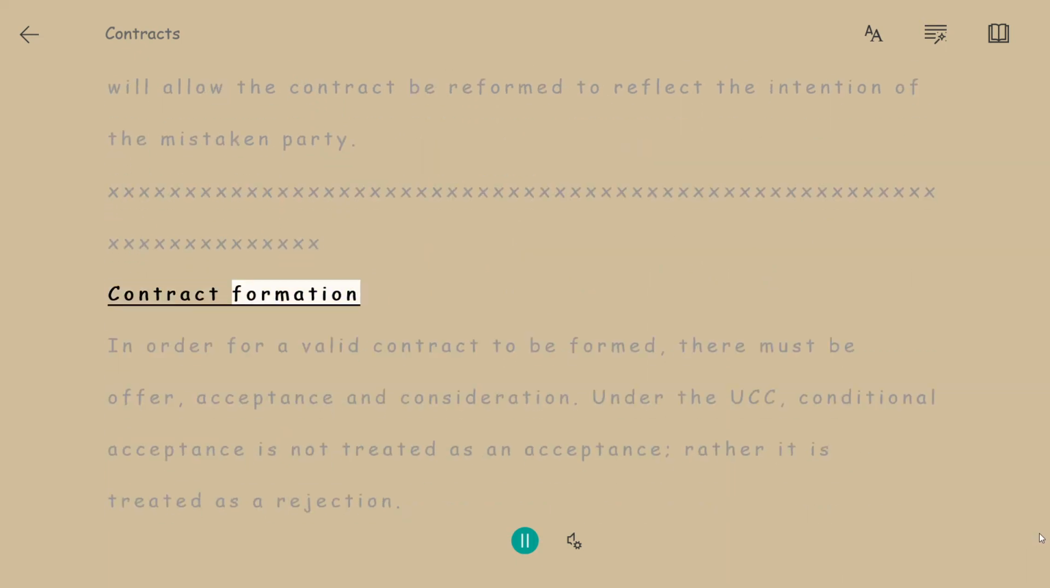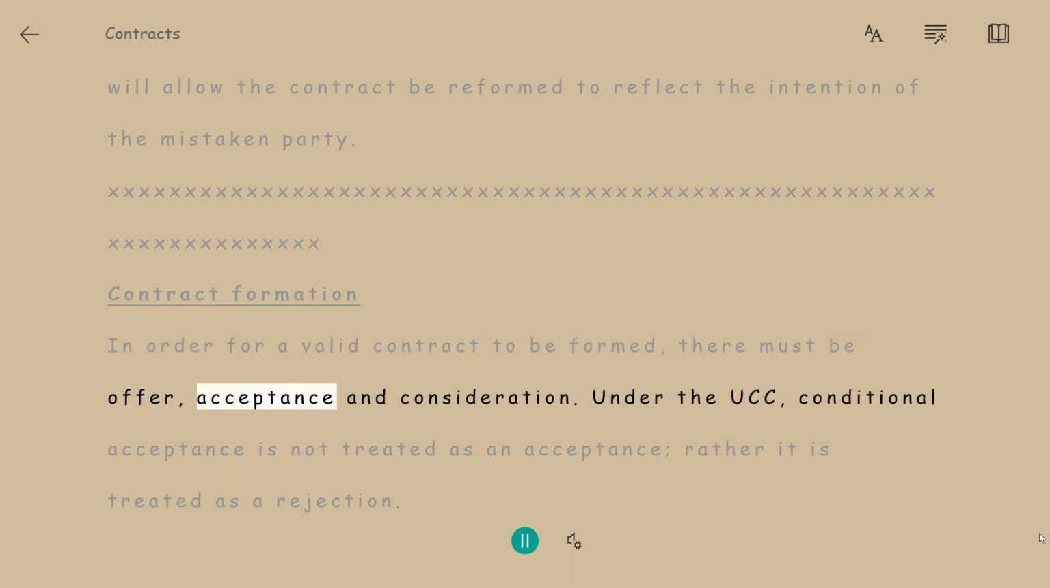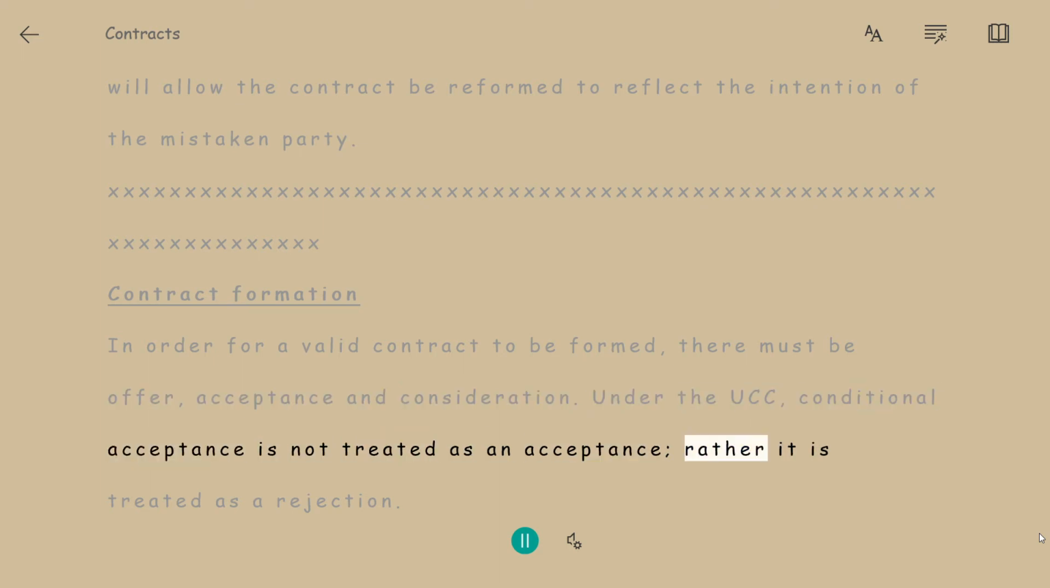Contract formation. In order for a valid contract to be formed, there must be offer, acceptance, and consideration. Under the UCC, conditional acceptance is not treated as an acceptance, rather it is treated as a rejection.